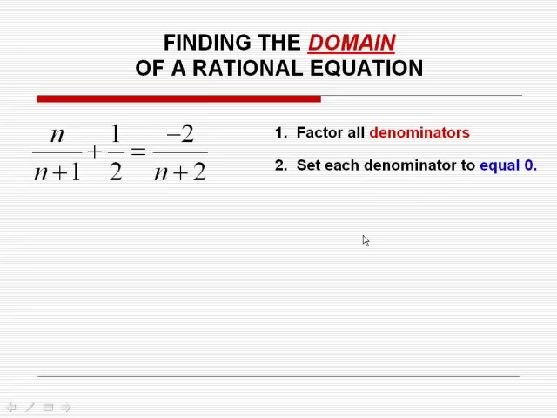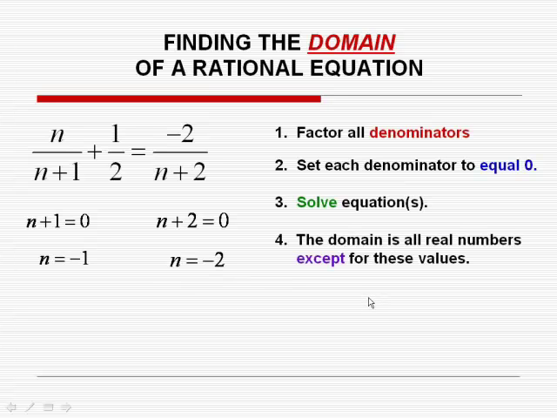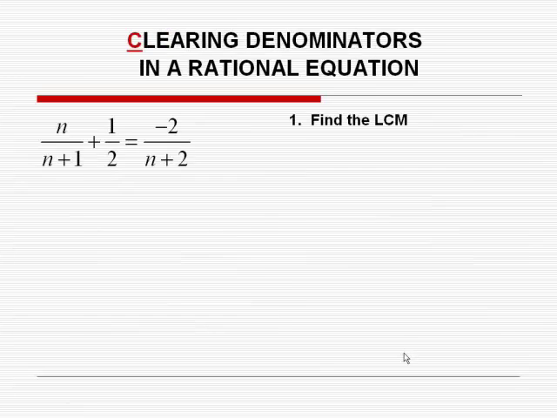So we set each denominator that has a variable in it equal to 0, and we solve those equations. And what we have found is the domain is all real numbers except for, in this case, -1 and -2. So we write that in set notation. Remember, this reads: the set of all n such that n cannot equal -2 or -1.